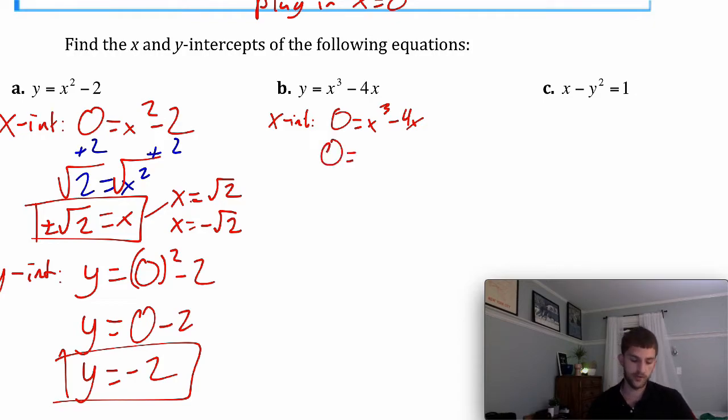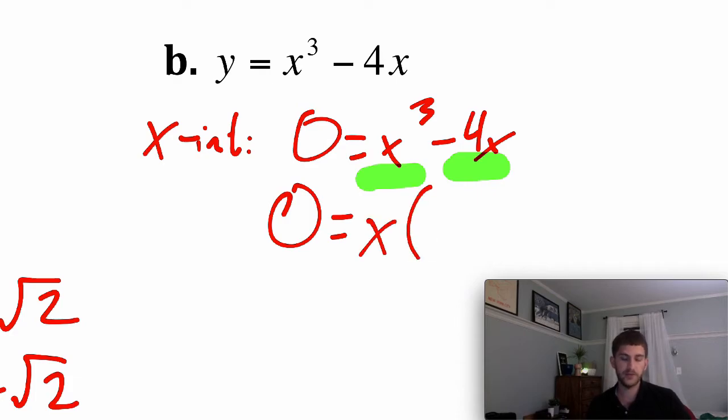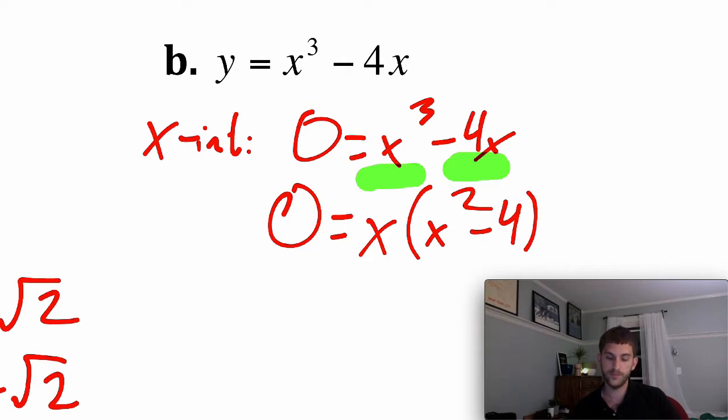The first thing I want you to look for, taking a look at the terms we have here: we've got x to the third and 4x. They both have something in common. Always look for a greatest common factor. The thing that they have in common is x. So when we factor that out, it's kind of like undoing the multiplication. The multiplication is still there, we're just breaking it up into multiple pieces. When we take out an x from x to the third, we end up with x squared. When we factor out an x from minus 4x, we get just minus 4.